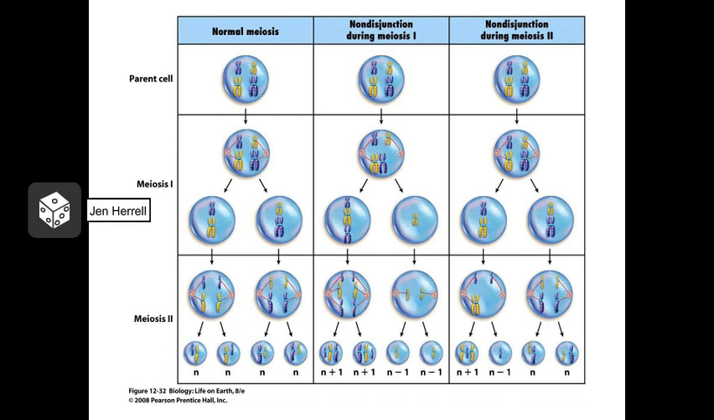When non-disjunction occurs in meiosis 1, the spindle fibers pull one or more of the homologous chromosomes in the wrong direction, causing them to travel to the wrong daughter cell. In this diagram, this little chromosome was supposed to travel over to this cell, but instead it went the wrong direction, so now it's in this cell. This results in 2 daughter cells that have an extra copy of that chromosome, and 2 daughter cells that lack that chromosome altogether.